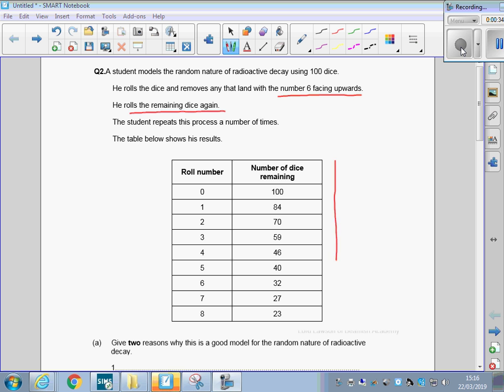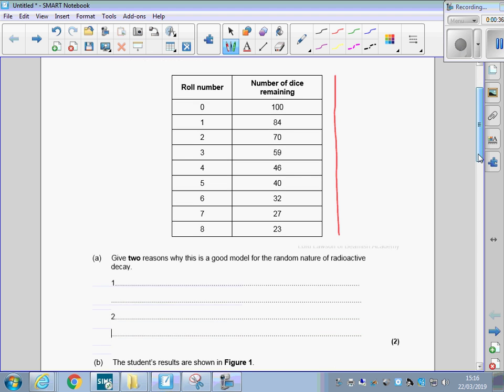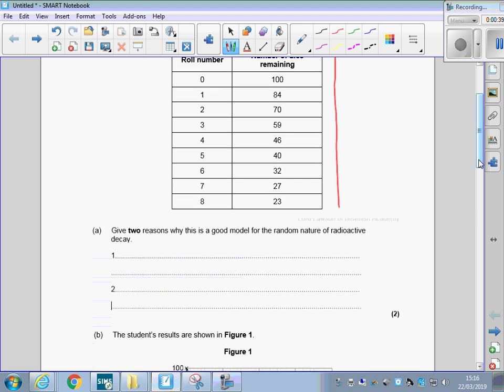And so we've got a set of results here, and it asks for 2 reasons why it's a good model for the random nature of radioactive decay. So you couldn't just say because it's random, because it kind of gives you that in the question. So you'd have to talk about how this is similar to the atoms decaying.